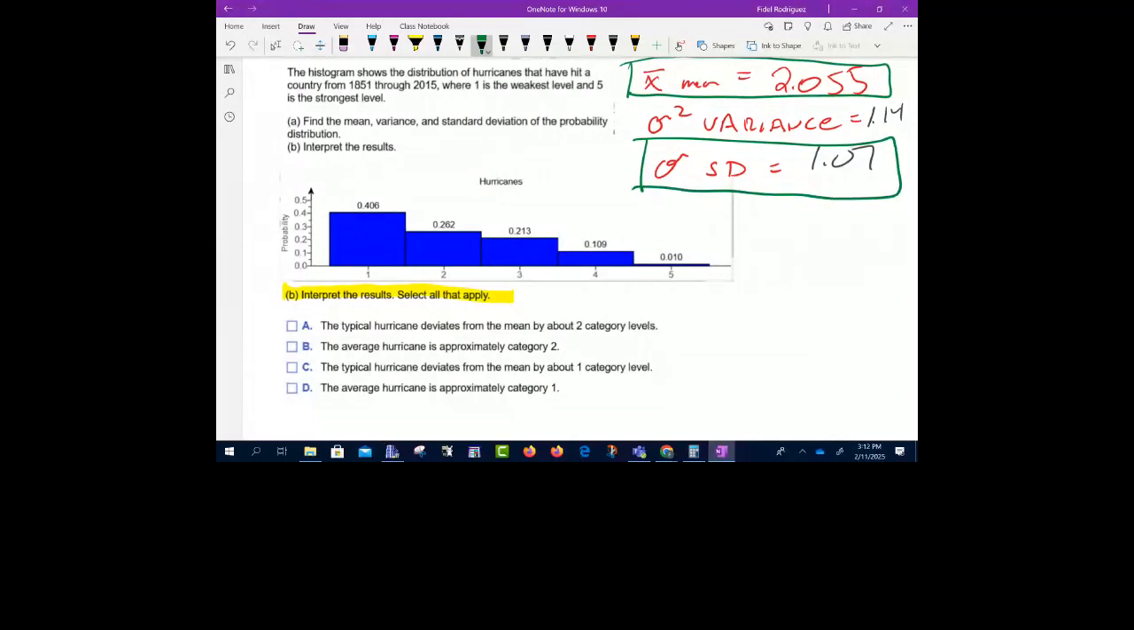All right. Now, interpret the results. Select all that apply. Okay. So let's go through each of these and figure out what's going on. So y'all, remember, the average is my mean, right? The average is my mean. My standard deviation is how much it can change by, okay?